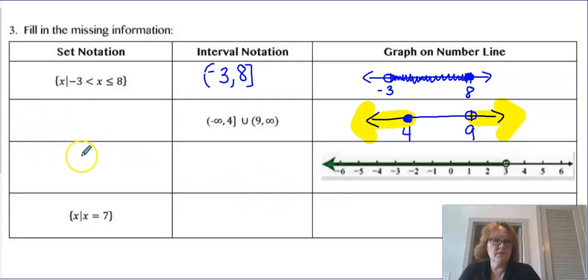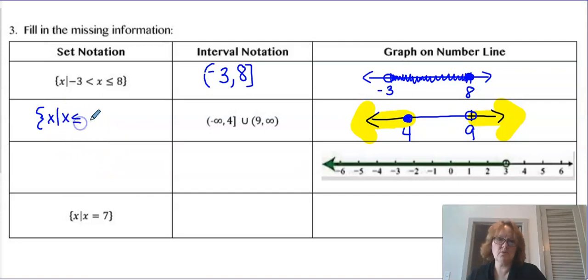Okay, so set notation. I need my little squiggly thing right there. And my first interval is going to be x such that x is less than or equal to 4, because it's got that closed circle. And then I use the word and. x is greater than 9, and then I just close that little squiggly bracket.